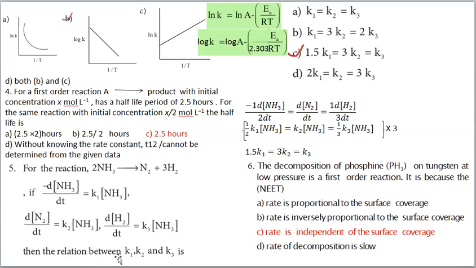Then the relation between K1, K2 and K3 is, you see, for this reaction, we can write the rate law as follows. Here 2 moles of ammonia is there, so we have to divide by 2, and we will get minus 1 by 2 d[NH3]/dt. In terms of nitrogen, here no coefficient, so d[N2]/dt. Here the coefficient is 3, so we have to divide by 3. So we'll get 1 by 3 d[H2]/dt.